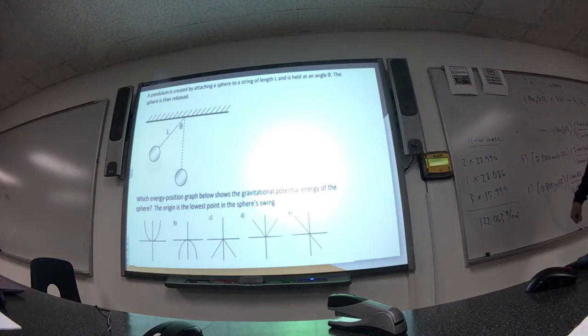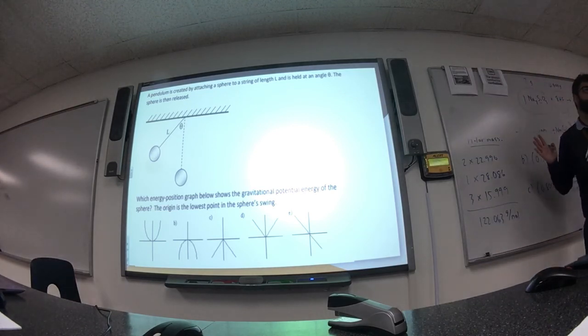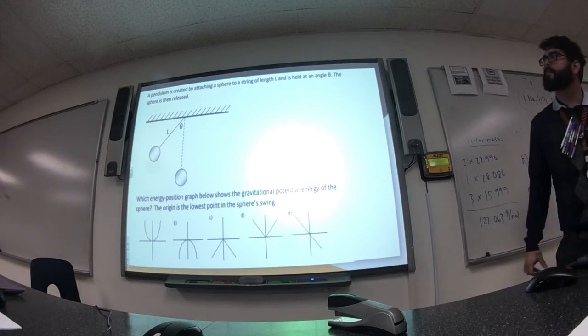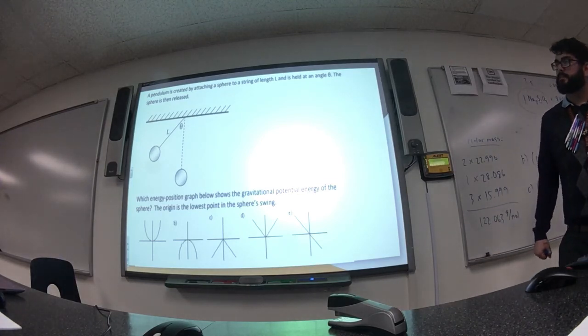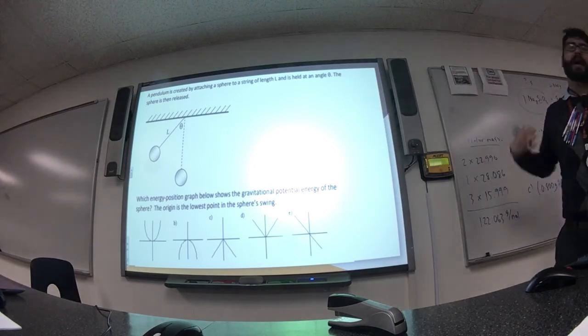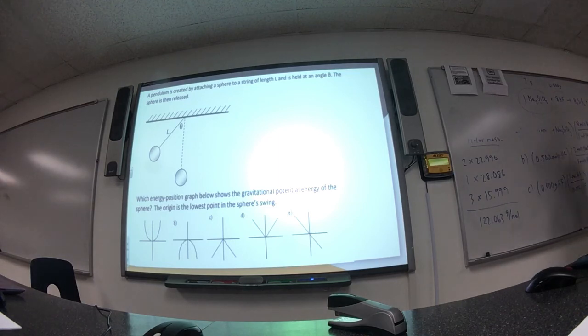So we've got a pendulum. We're going to assume it's a simple pendulum just to make our lives easy so that we can do some simple harmonic stuff. It is brought to an angle of theta. So it's displaced an angle theta. And then released.